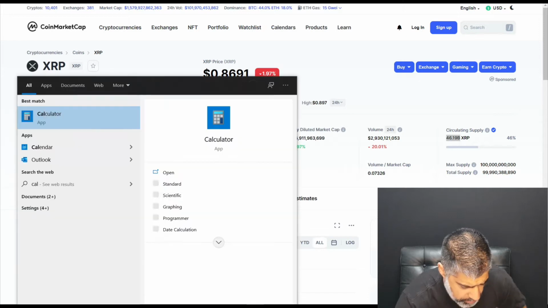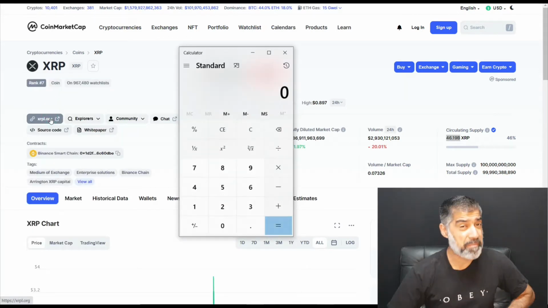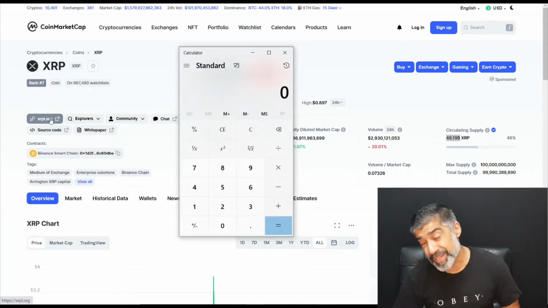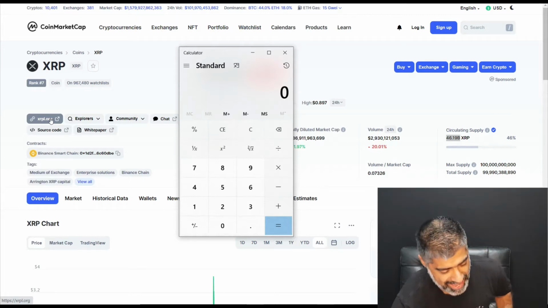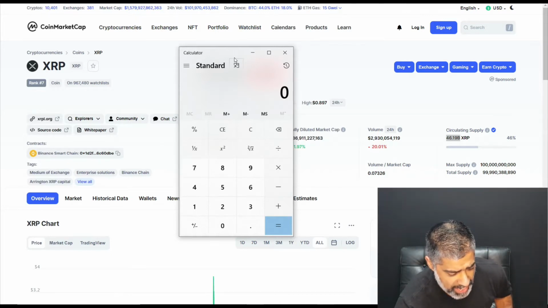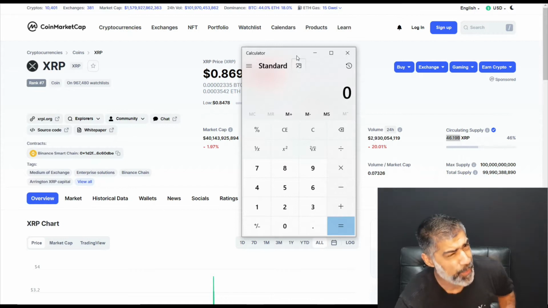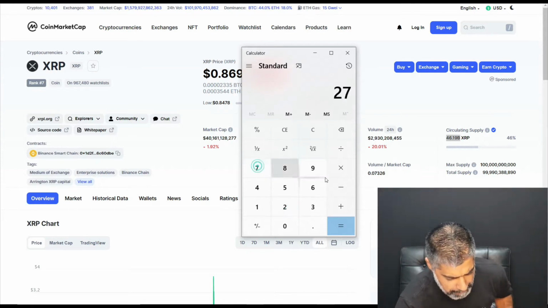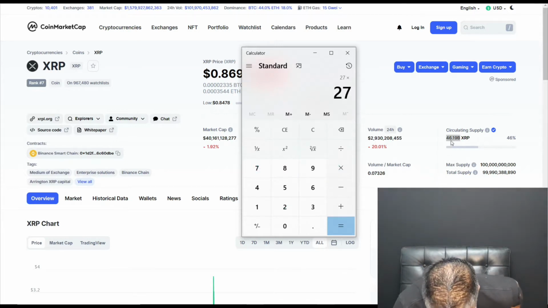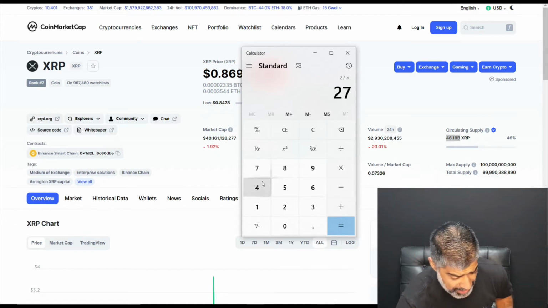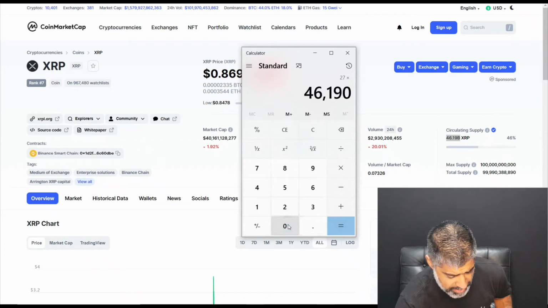Let's just do this, because we're playing the game of probabilities here. No one knows what's going to happen, so anything can happen, but we want to have the edge in our favor. So if we're saying $27, $27 multiplied by 46 billion tokens in circulation. Now we're going to have to do a few zeros. That's 46 million, and that's 46 billion.